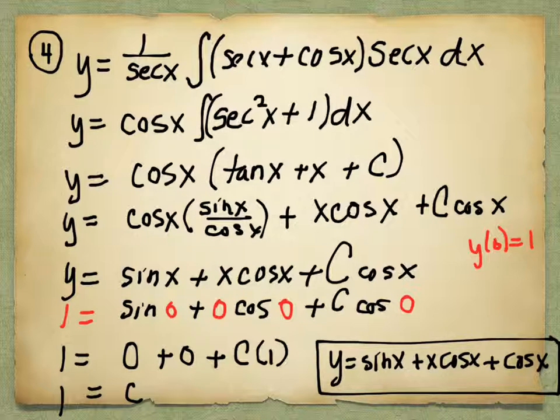You might see your book factor that cosine of x out and write it as x plus 1 times cosine of x. I don't care that you do, but just be aware that they might do this instead. Does everybody understand that step and why it would be the same? All right.